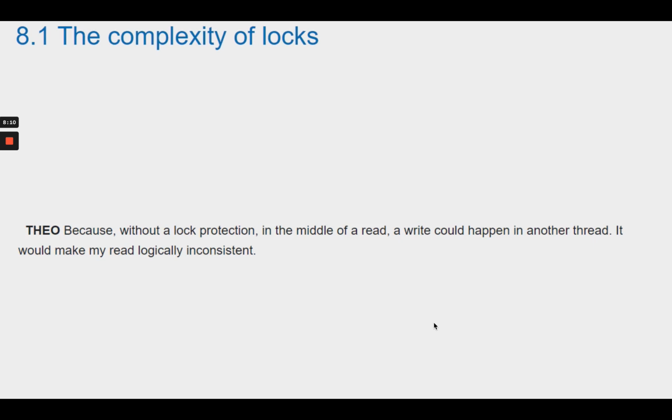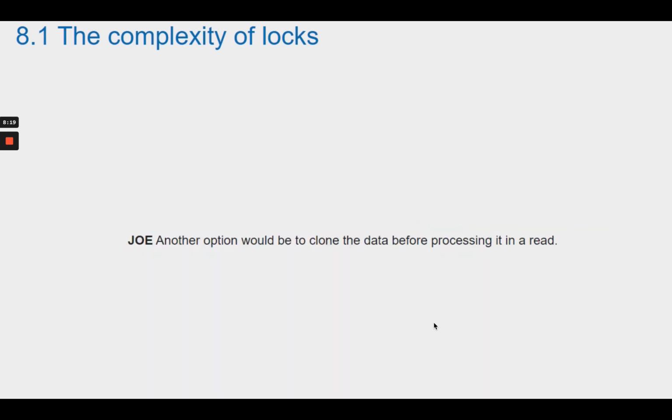Joe: Why do you need to protect read access with a lock? Theo: Because without a lock protection, in the middle of a read, a write could happen in another thread. It would make my read logically inconsistent. Joe: Another option would be to clone the data before processing it in a read. Theo: Sometimes I would clone the data, but in many cases, when it's large, it's too expensive to clone. Tip: cloning data to avoid read locks doesn't scale.